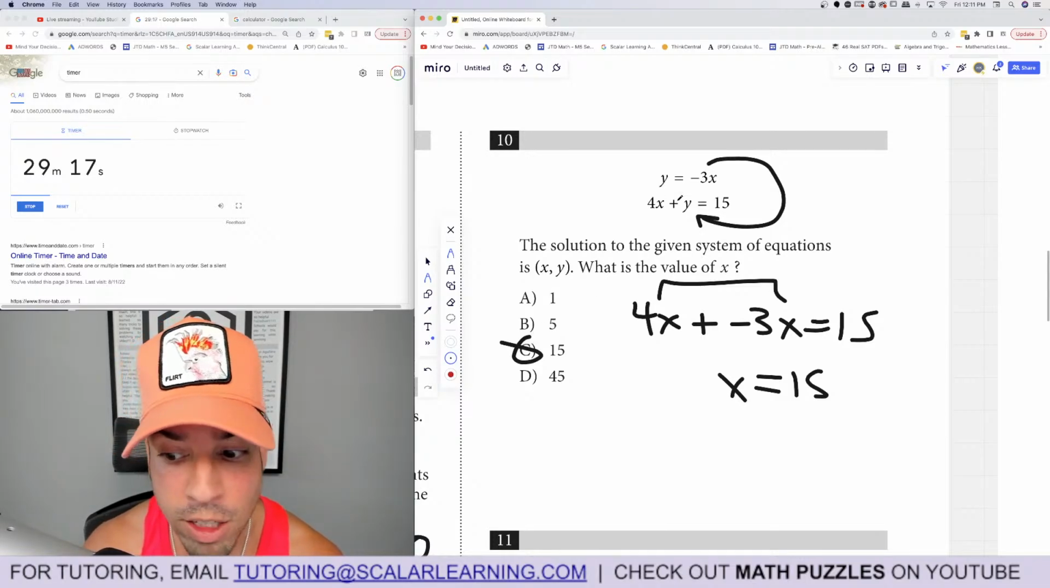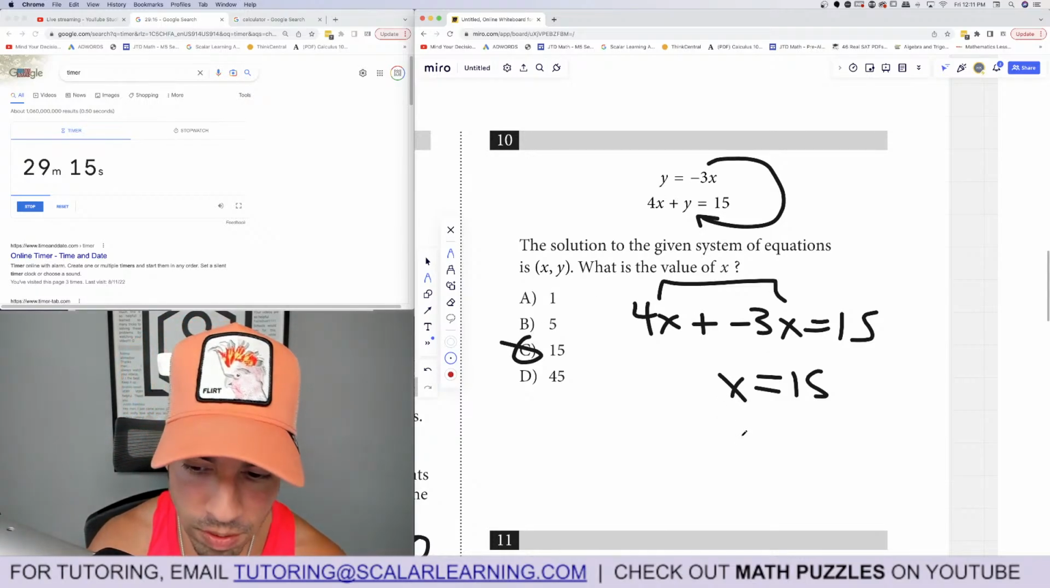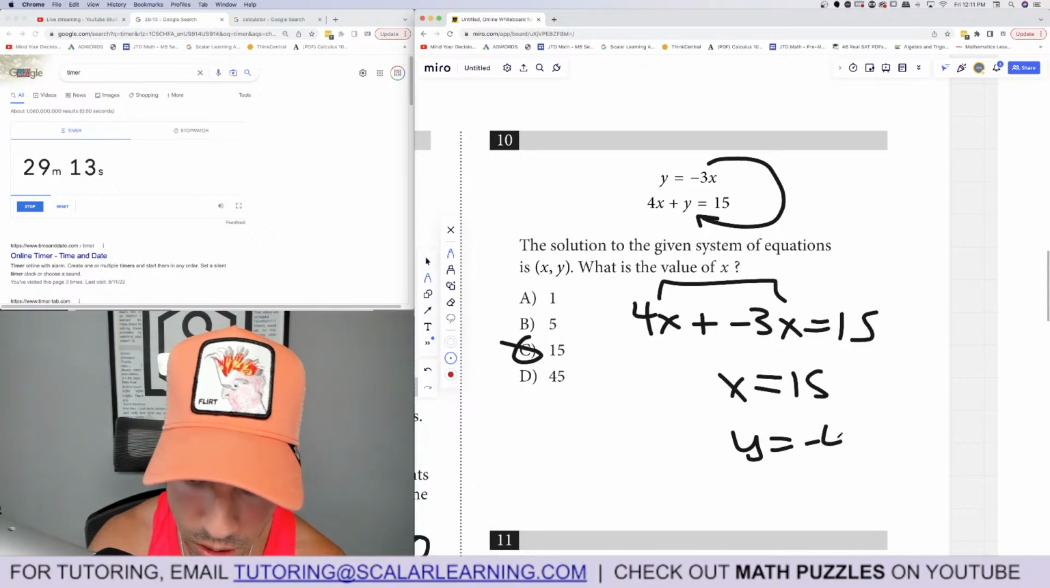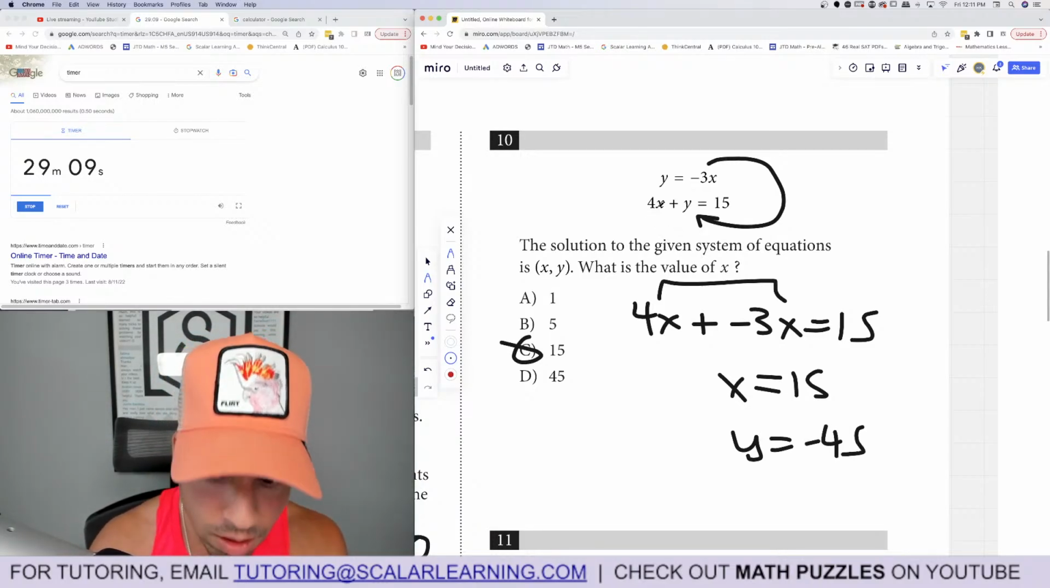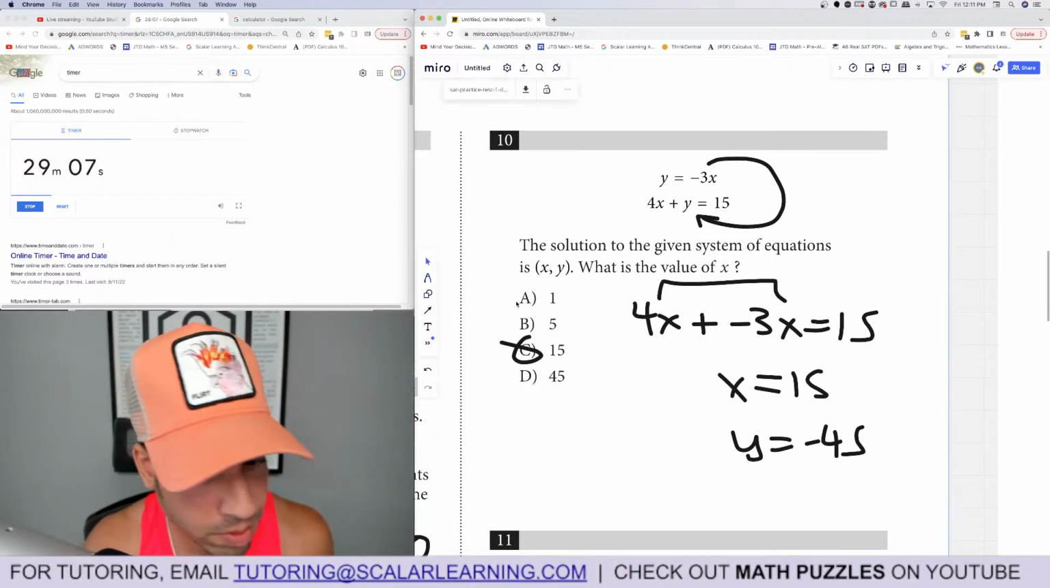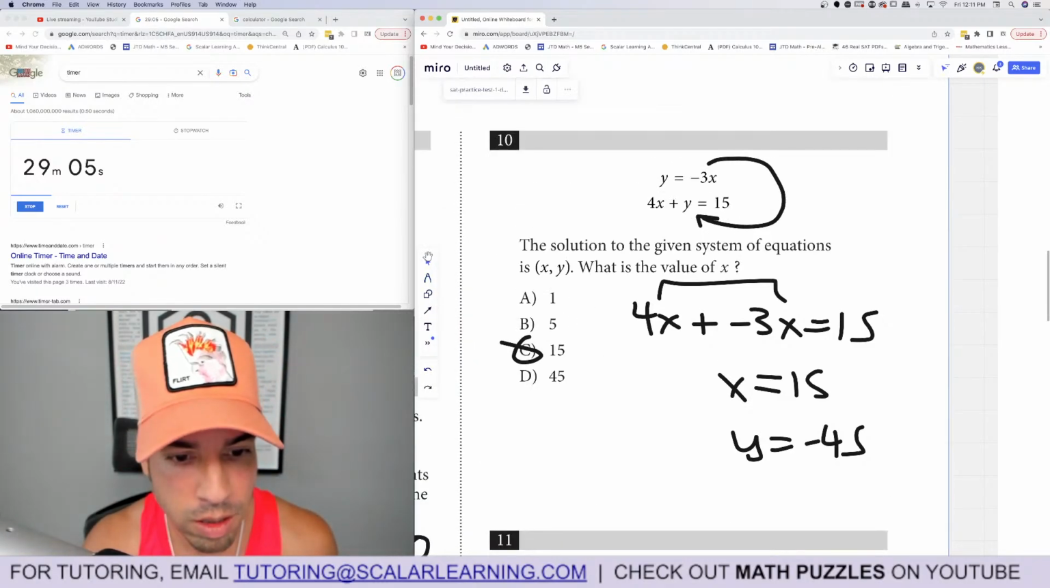We're going to check for Y just to be safe. Negative 3 times 15 is negative 45. Now we're going to check in the second equation to make sure that works. 4 times 15 is 60, plus negative 45 is indeed 15. Done. Whoops. Okay, let me just get a sip of water.